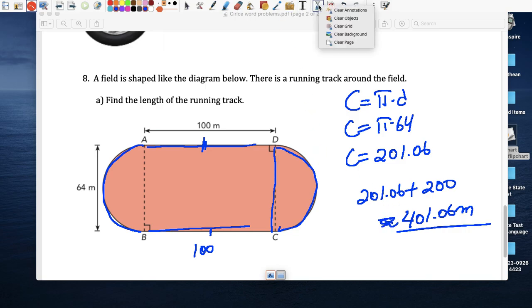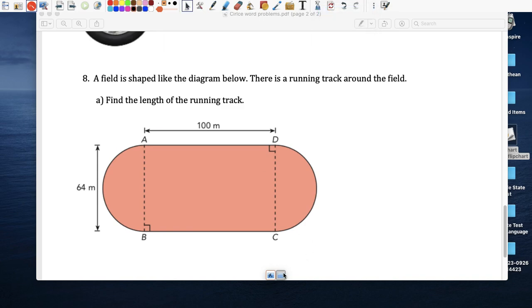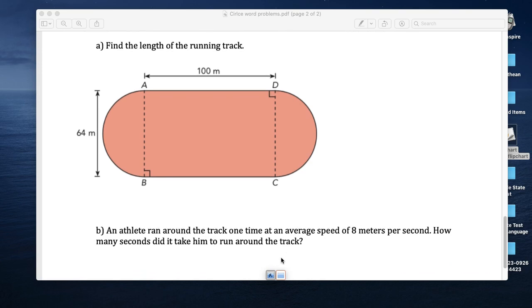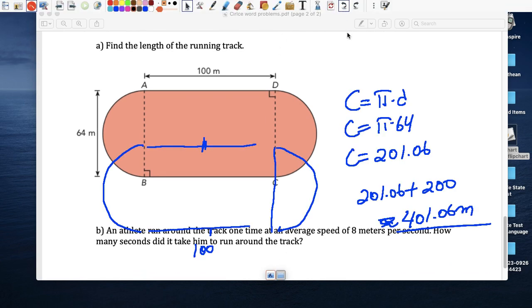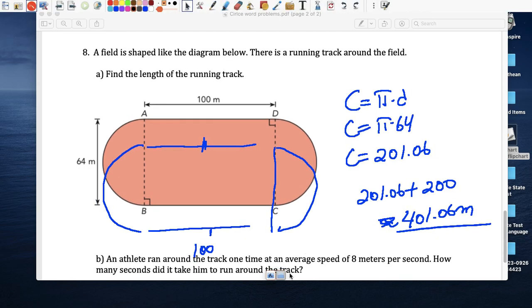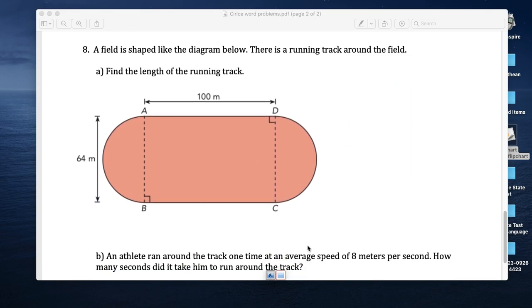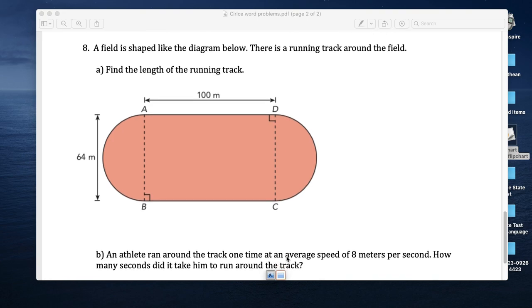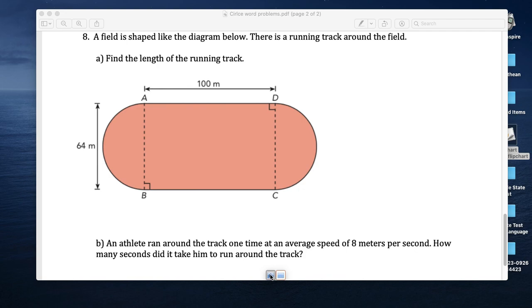Okay. All right. Not too much to do. Was that it? Oh, sorry. There's a little bit more. Let me go back. So we have that information. Let me just forward this. A little bit more. Actually, an athlete ran around the track at an average speed of 8 meters per second. How many seconds does it take to run around the track? Okay, so let me just memorize that. 8 meters per second. How long does it take for him to go there?